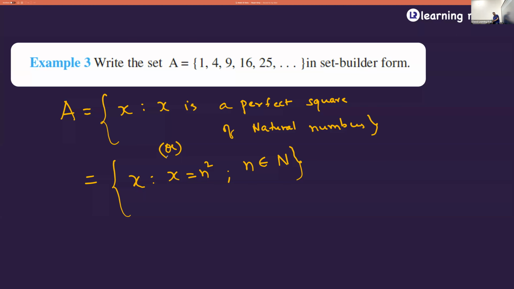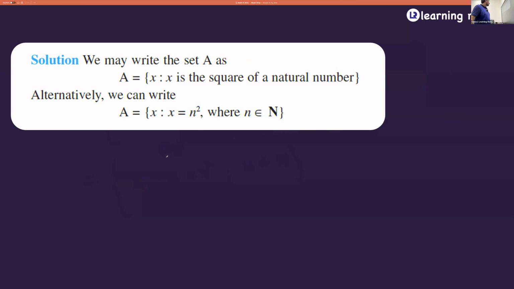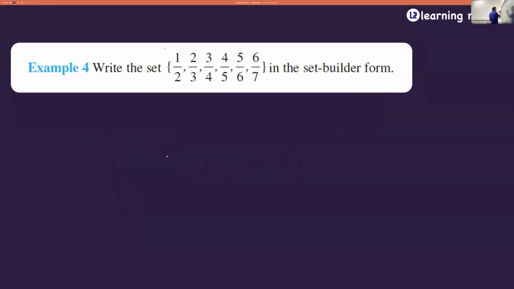Small n is a variable element, capital N is the set names. Shall I proceed? So write the set half, 2 by 3, 3 by 4, 4 by 5, 5 by 6, 6 by 7 in the set builder. So A is equal to x such that n divided by n plus 1, where n belongs to natural number.